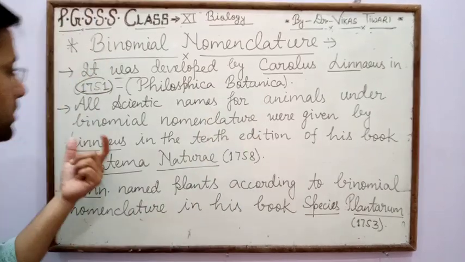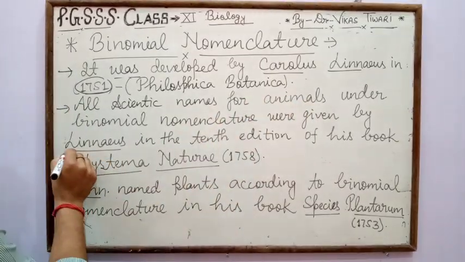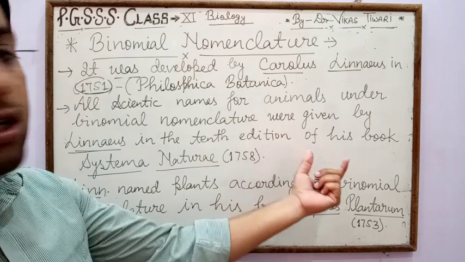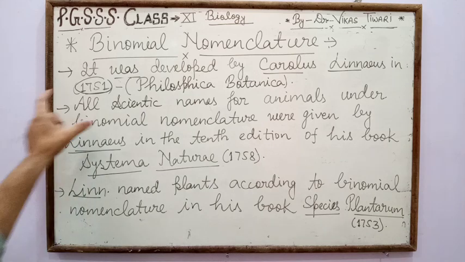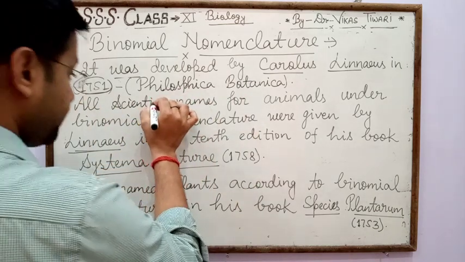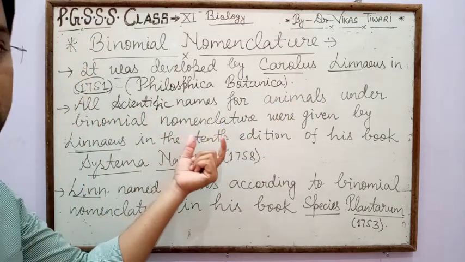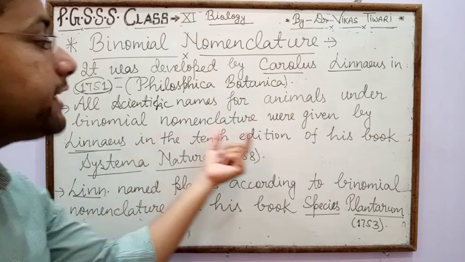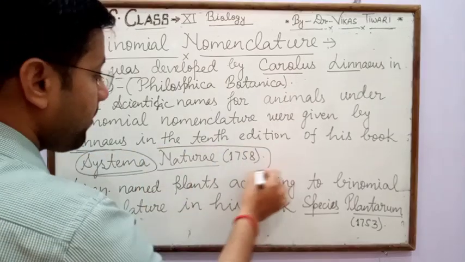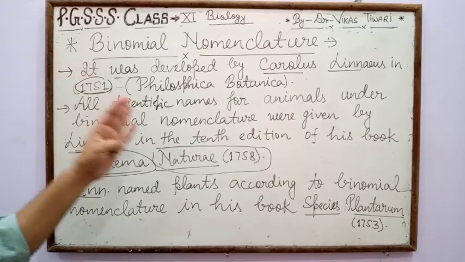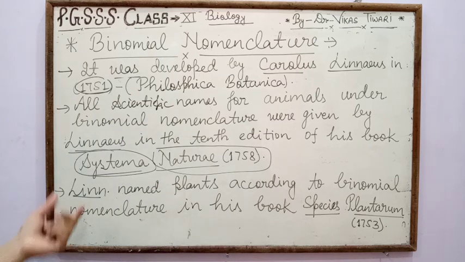All scientific names for animals under binomial nomenclature were given by Linnaeus in the 10th edition of his book Systema Naturae in 1758.